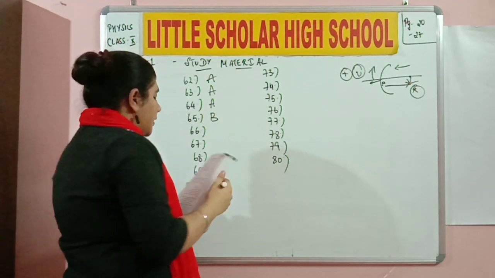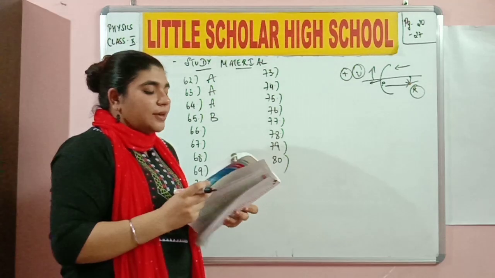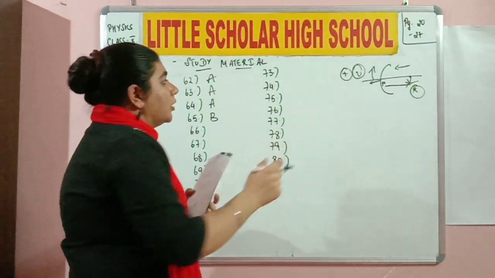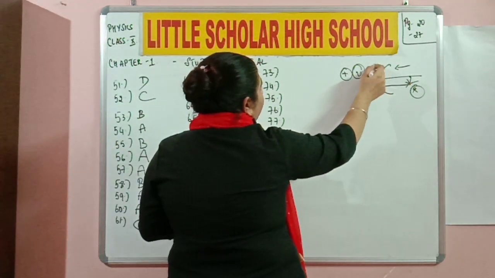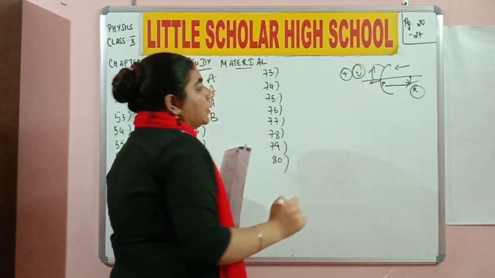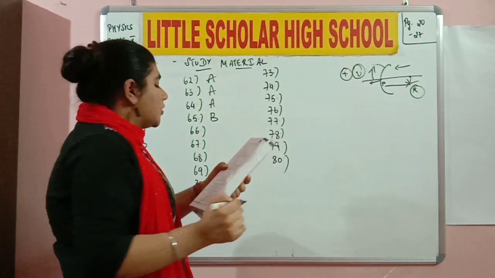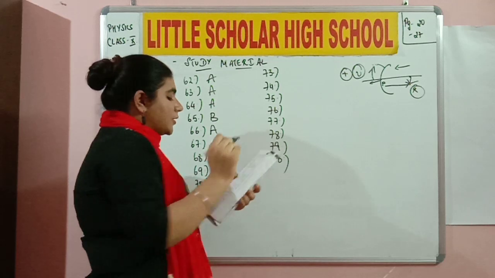65 is option B. 66. The image that we get by extending the rays backward. If I extend the rays backward, which kind of image am I getting? I'm getting the virtual image. 66 is option A. 67.